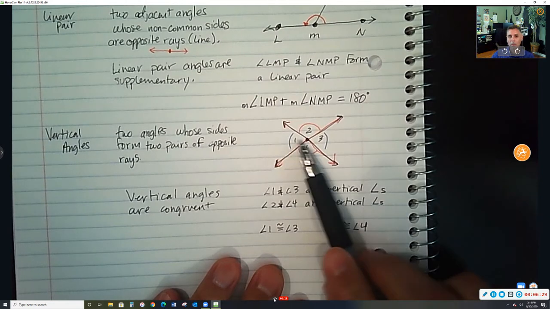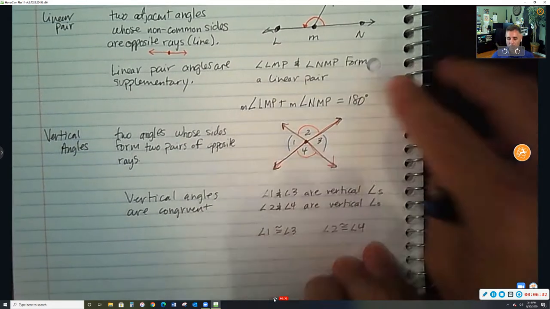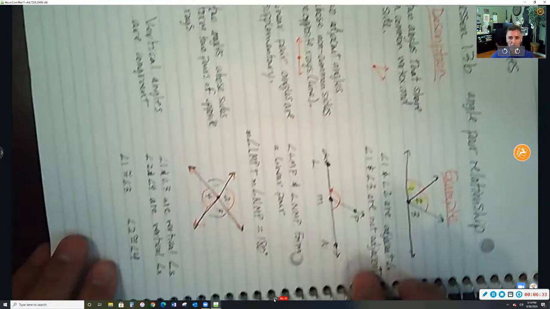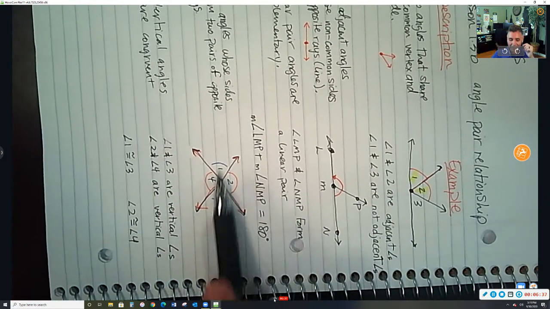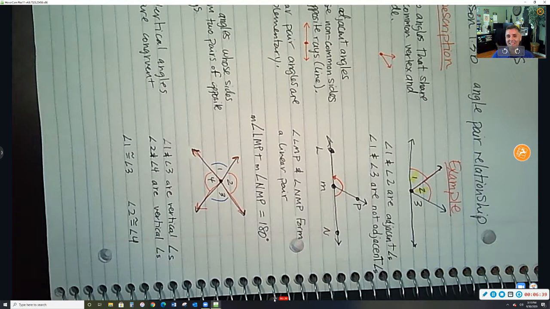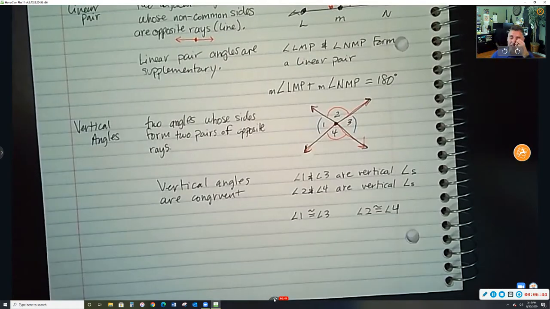And then some people will say, yeah, but they're not vertical. You want to bet? You can just turn that page sideways. They're vertical, right? It's like this. So anyway, I like to say maybe look for an X, and the ones that are across from each other, those are the vertical angles.